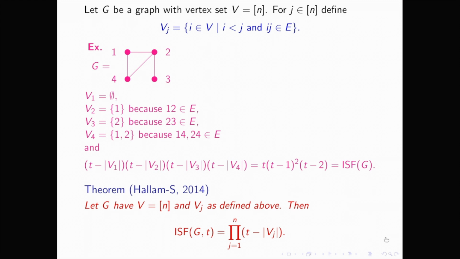The increasing spanning forest polynomial always factors over the integers, and the roots are just the sizes of these V_j's. And there's a picture of Josh.